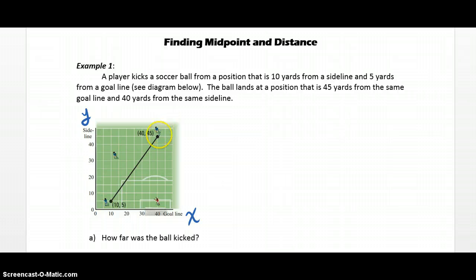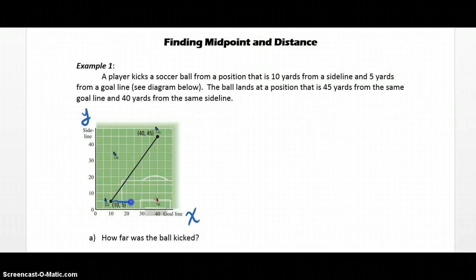5. And then the ball lands at a position 45 yards from the same goal line and 40 yards from the same sideline. So now that's the point 40, 45. And so our first question is, how far was the ball kicked? So we want to find this distance. And so how to find a distance between 2 points?